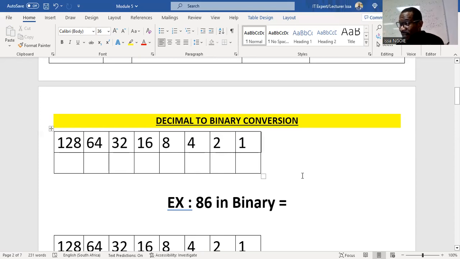You start with 1, double of 1 is 2, double of 2 is 4, double of 4 is 8, double of 8 is 16, double of 16 is 32, double of 32 is 64, double of 64 is 128. You need to have this table first, right? So you have to write this table down: 1, 2, 4, 8, 16, 32, 64, and 128. When you have this table, right?